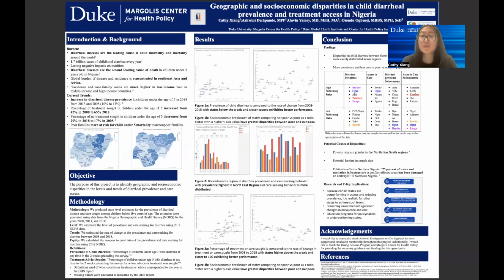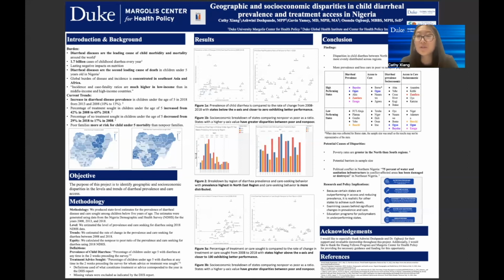In addition, in terms of the geopolitical context, northern Nigeria experiences a lot of political conflict, specifically from the terrorist group called Boko Haram. And in 2017, 75% of water and sanitation infrastructure was damaged or destroyed in northeast Nigeria. So this could also explain the high prevalence and low access to care trend in North Nigeria over South Nigeria.